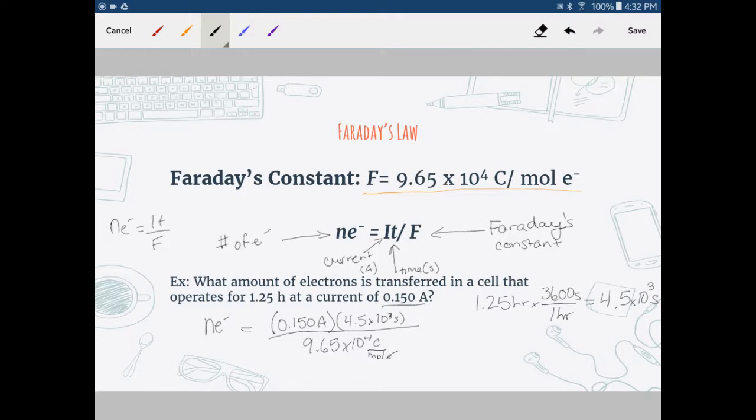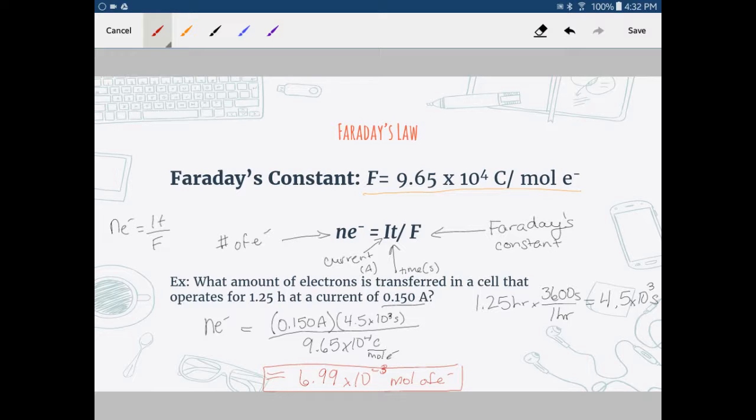So when I plug all those values into my calculator, I get an answer of 6.99 times 10 to the negative 3 moles of electrons. Okay, so you can see how this is a relatively simple calculation.